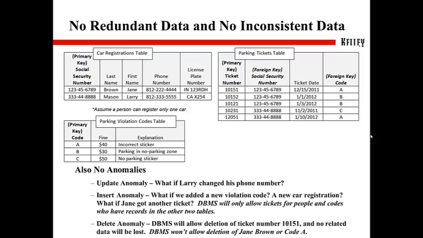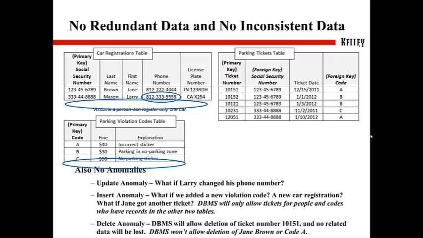Let's take a look at the anomalies. There is no update anomaly. If Larry changed his phone number, then we would make a change in one and only one record and one and only one field. There is no insert anomaly. If we added a new violation code or a new car registration, all that would be needed would be to add a record in the car registrations table and the parking violation codes table.